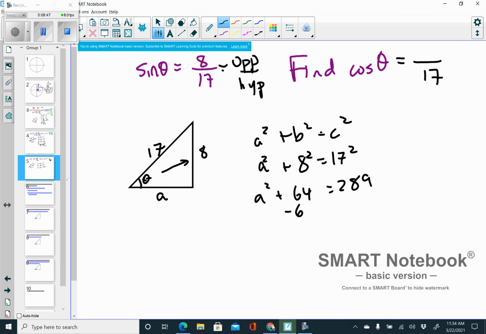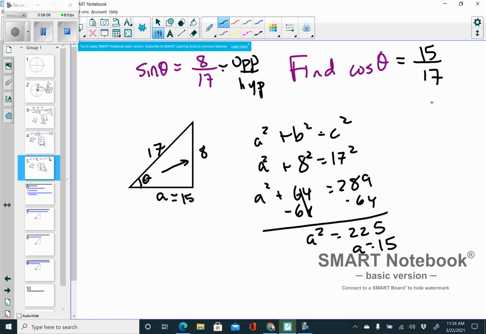Subtract 64 from both sides, minus 64. This cancels out, so I'm left with A squared equals 225. Square root both sides, and I get A is equal to 15. Good. So A equals 15. So I put 15 on the top because that is my adjacent side. So cosine of theta is equal to 15 over 17.